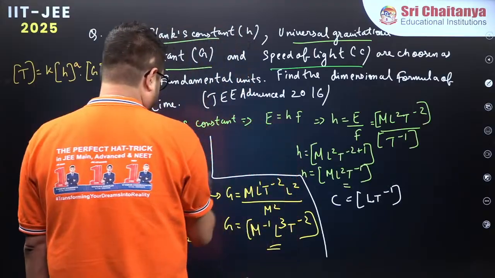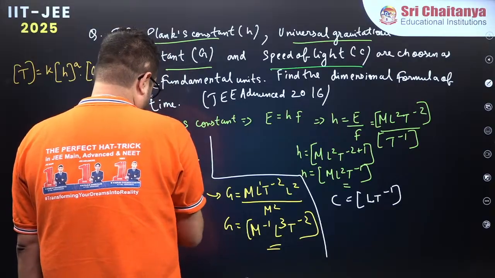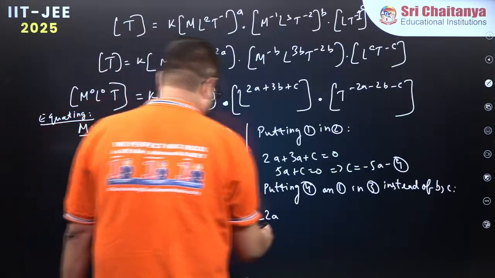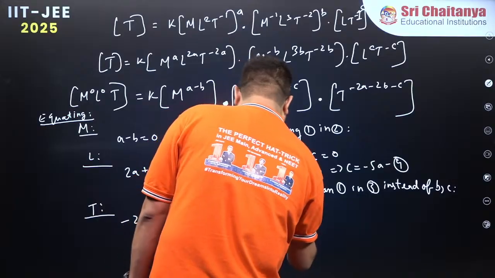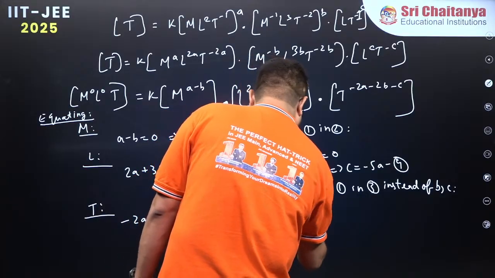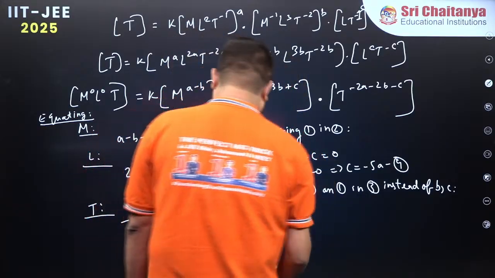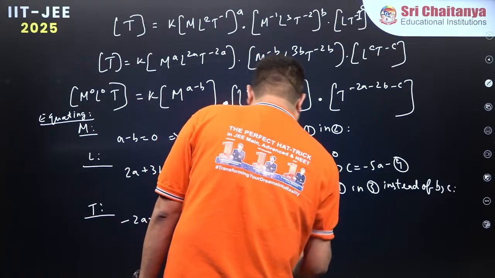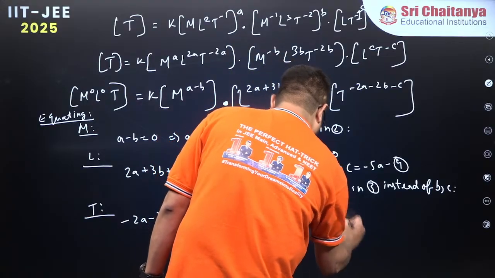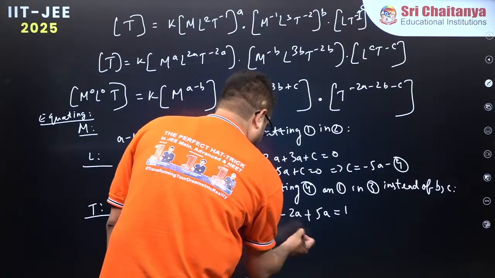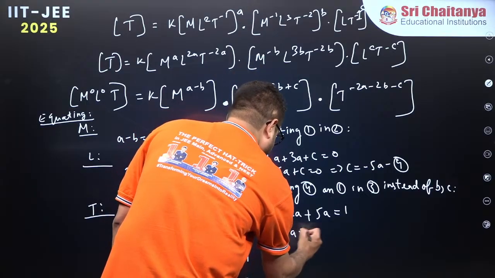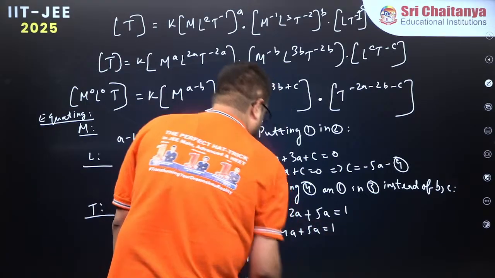That's what I was having over here in this case, isn't it, everyone? So we can write it down, minus 2A, minus of 2 into A. And what is C? C is equal to minus of 5A. That will become minus minus plus 5A is equals to 1. What will I be getting, everyone? Minus 4A plus A is equals to 1.